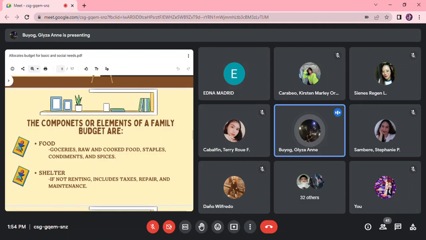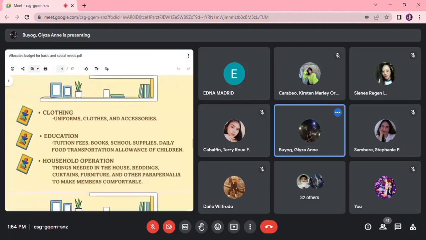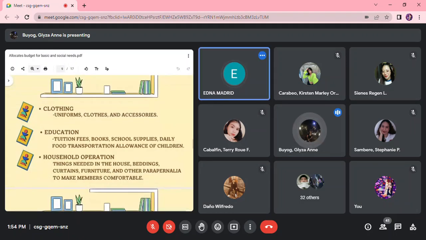Second is shelter. If not renting, it includes taxes, repair, and maintenance. Third one is clothing: uniforms, clothes, and accessories. Today, clothing needs have become only secondary to food and other needs, more so if the budget is limited.